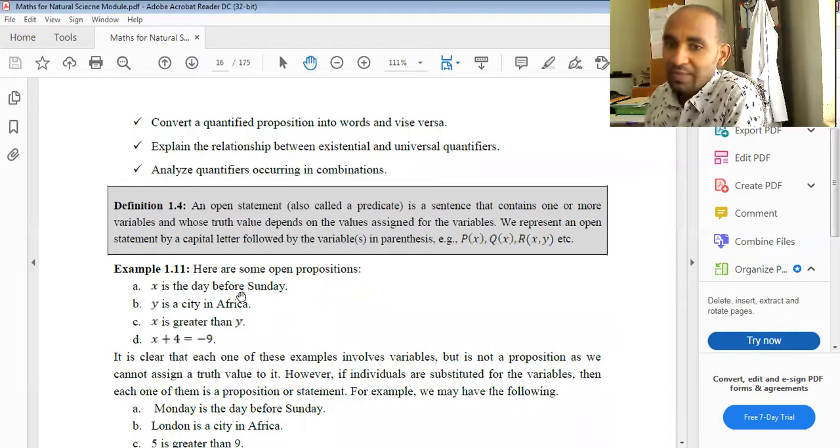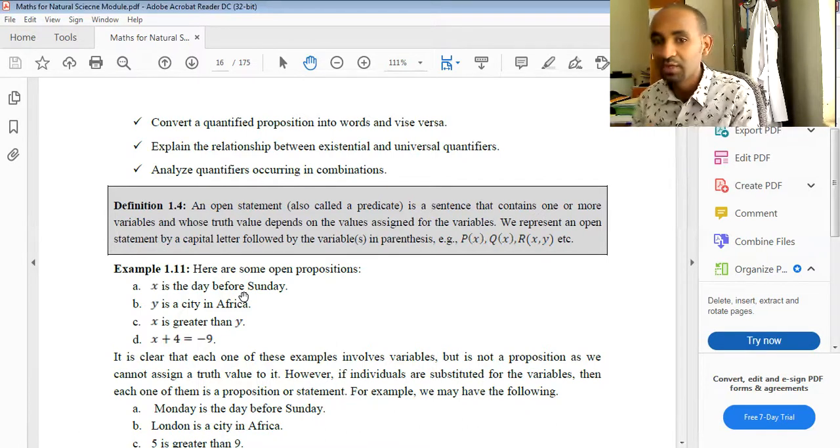For example, X is a day before Sunday. This is an open proposition. Why? Because X is a variable. We don't know what X is. If X is a day before Sunday, so if X is Saturday, it will be a true proposition. If X is any other day, it's a false proposition. So it depends on the variable X. Such statements are said to be open propositions or open statements.